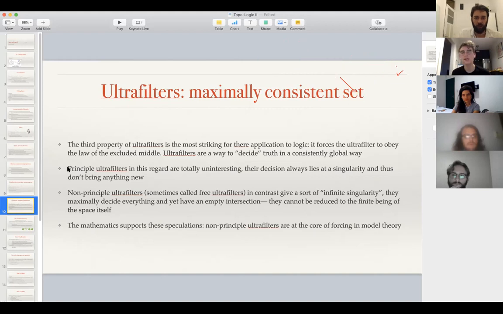It's a classical negation. The idea of the ultrafilter is it forces the entire set to obey the law of the excluded middle, essentially. So it forces it to be classical. But that's really where I think the interesting part of forcing is. It's deciding truth in a global way.